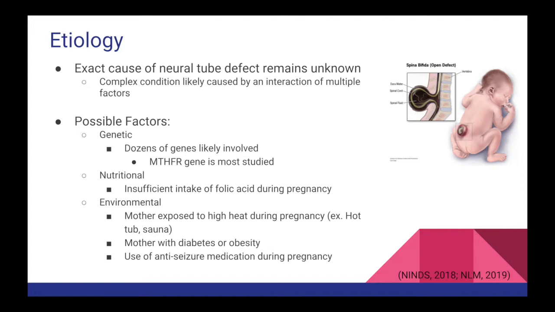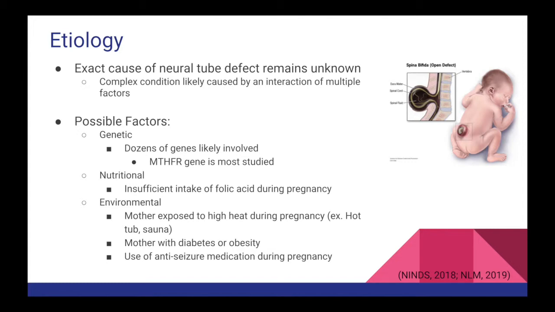The exact cause of the neural tube defect is not fully known. However, it's believed to be somewhat complex and likely a result of an interaction between several types of causes. The first of these being genetics. There are many genes that are suspected to be involved in this condition. However, the most studied of these is the MTHFR gene. This gene provides instructions for making a protein that is involved in processing the vitamin folate.